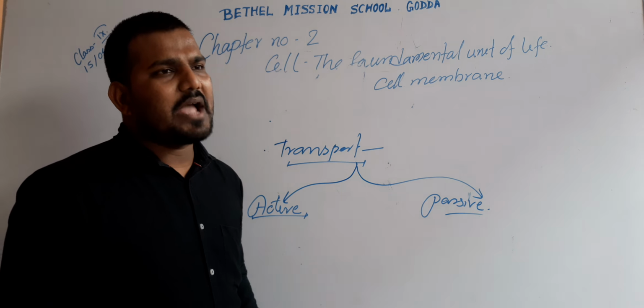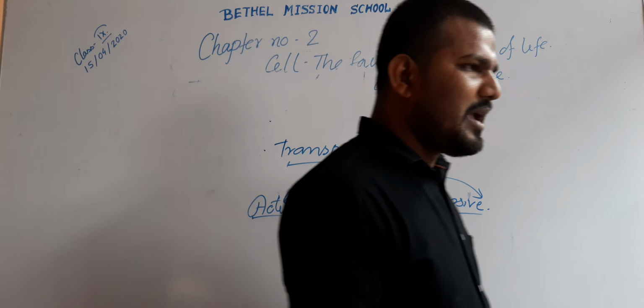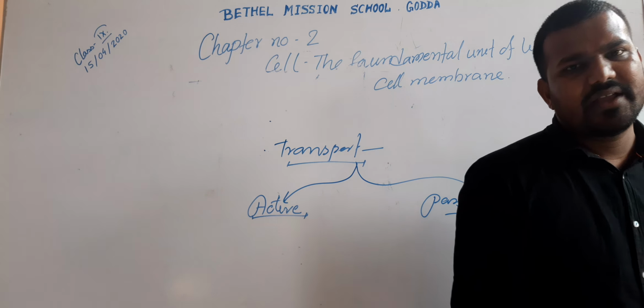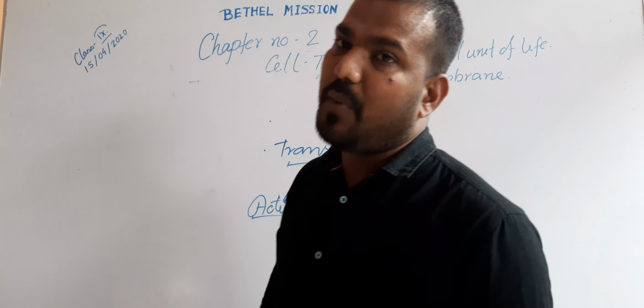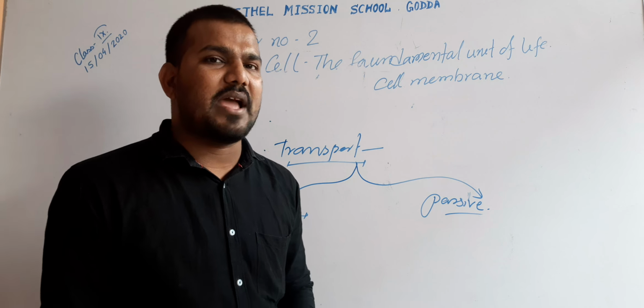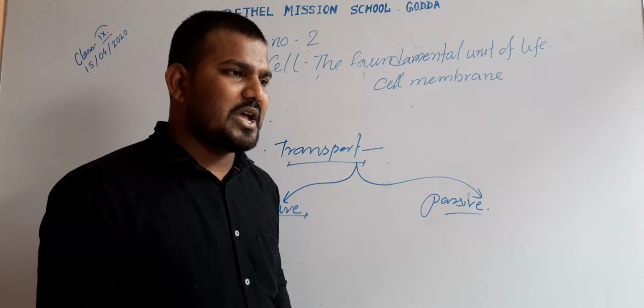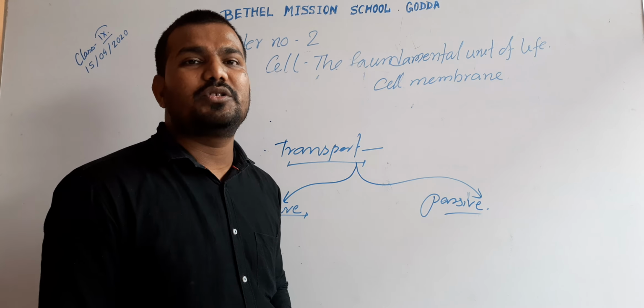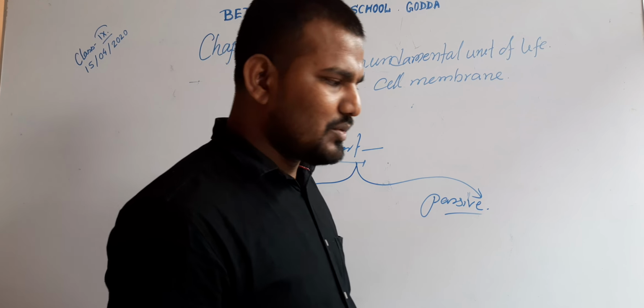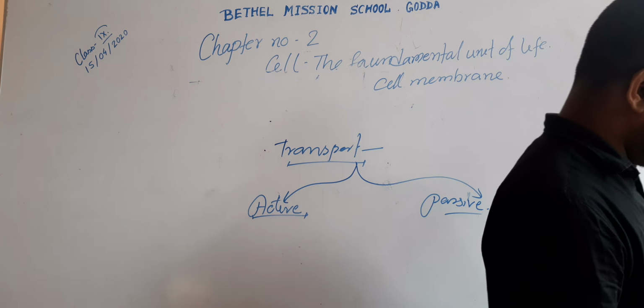Now endocytosis can be of two types. It may be phagocytosis, known as cell eating, the process by which food materials enter into the cell. Or the process by which water enters into the cell is known as pinocytosis.